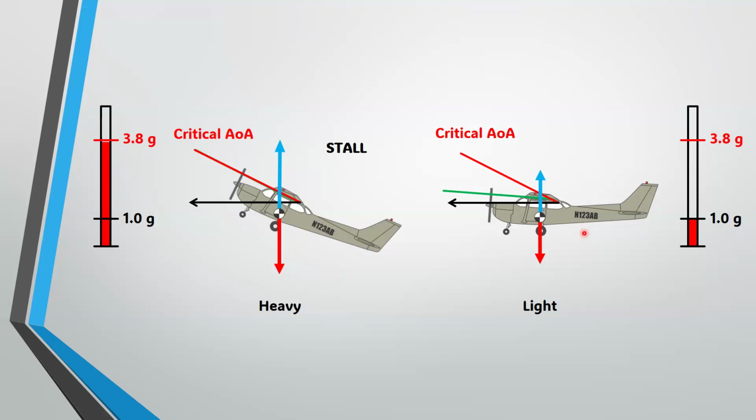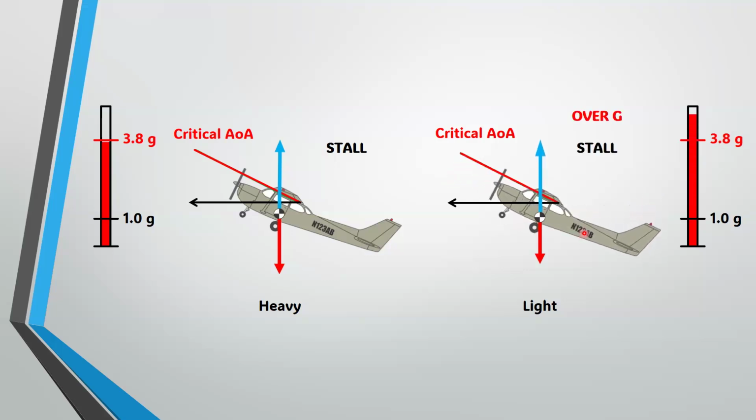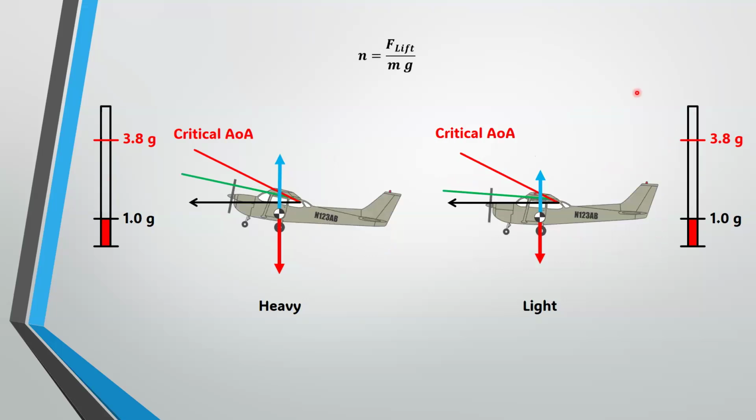If we start pulling on the yoke in the light airplane, then of course at some point it will stall as well. However, it will exceed its maximum load factor before the stall. So why is that? Well, first of all, as we know, the lift depends on the airspeed and on the angle of attack, which is in the coefficient of lift.